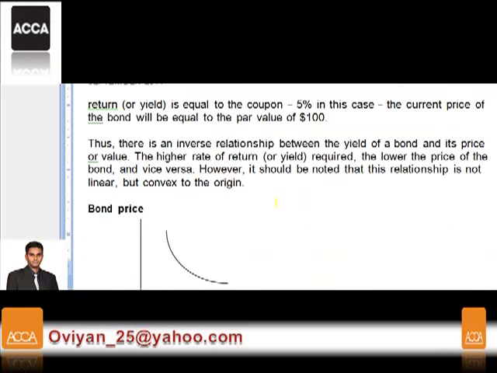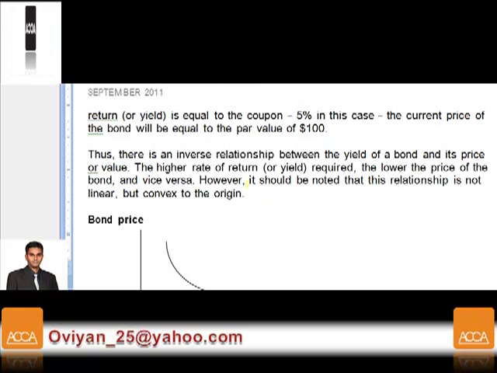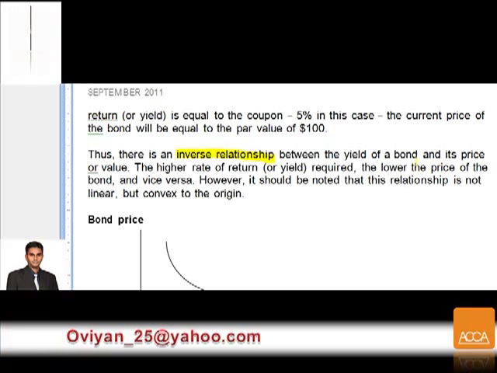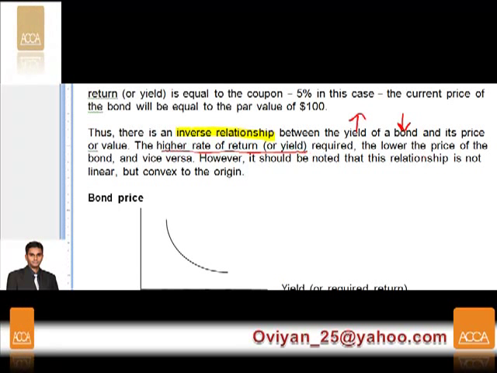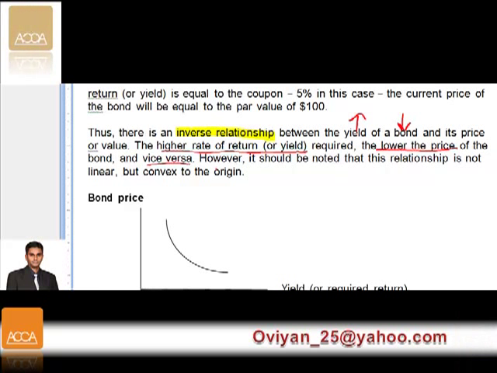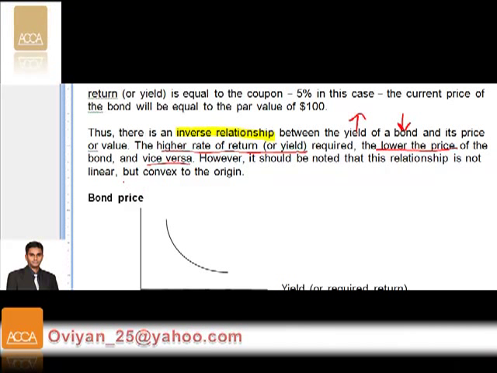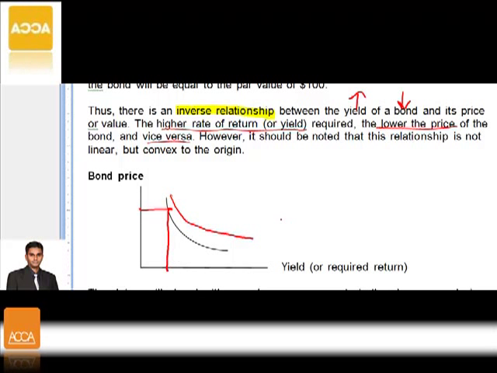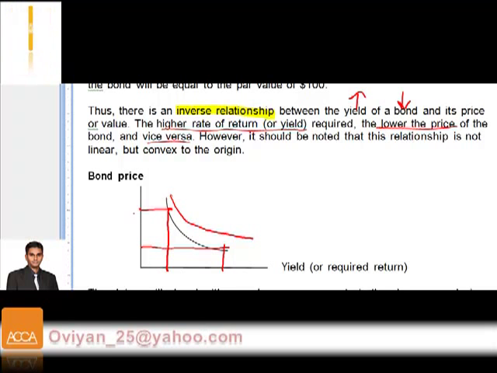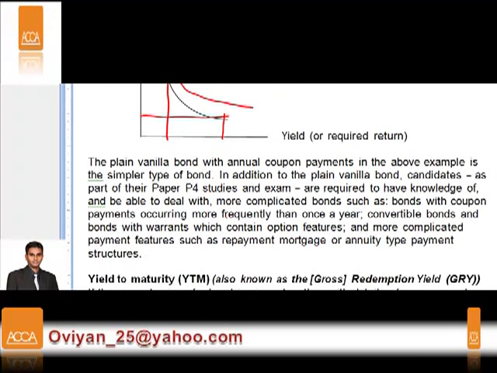So what can we conclude here is that it has an inverse relationship. When your yield goes up, the bond price goes down, and vice versa. The higher the yield, the lower the price. And it's not a linear relationship, but convex to the origin. So the higher your yield, the lower the price. The lower your yield, the higher the price.